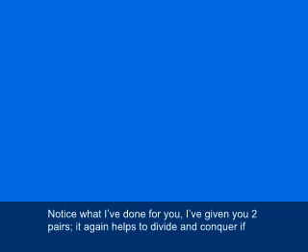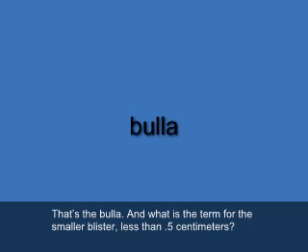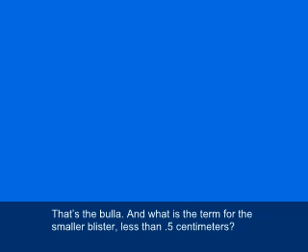Now notice what I've done for you. I've given you two pairs. It really helps, again, to divide and conquer if you try to pair the related ones off or group them somehow. First, we had the blisters. And what is the name for a blister that's greater than a half centimeter? That's the bulla. And what's the term for the smaller blister, one that's smaller than a half centimeter? That's the vesicle.